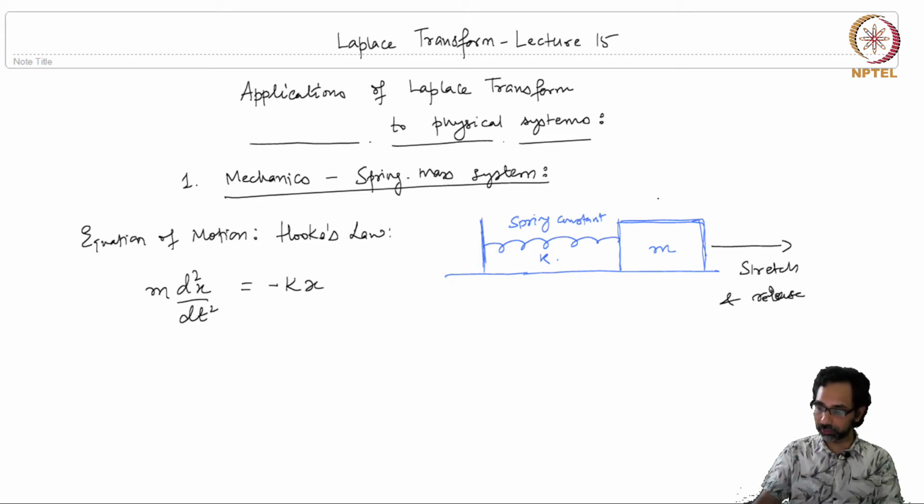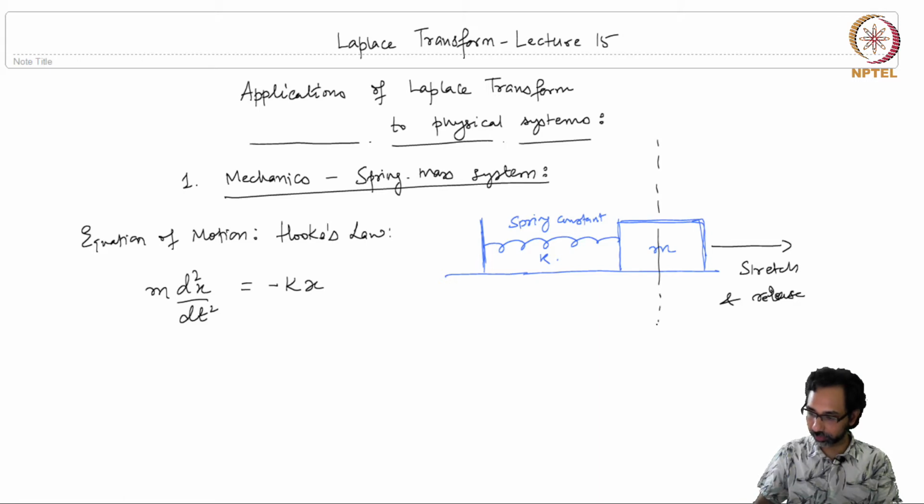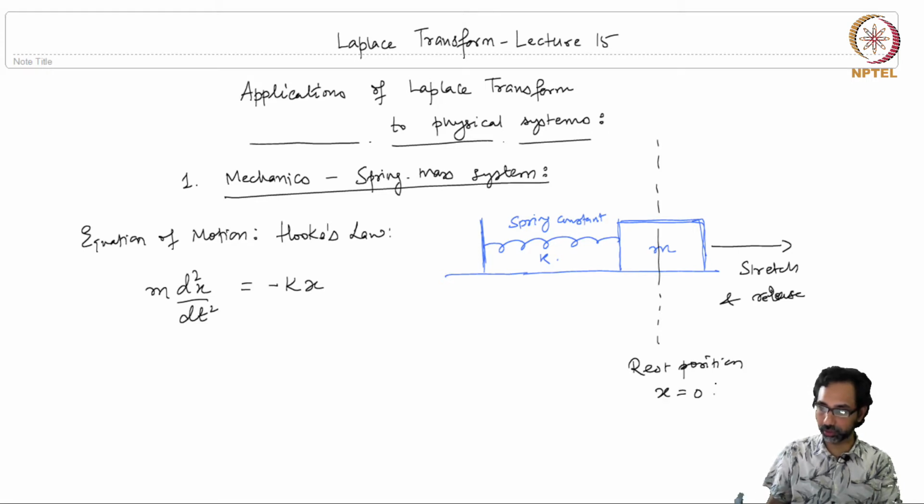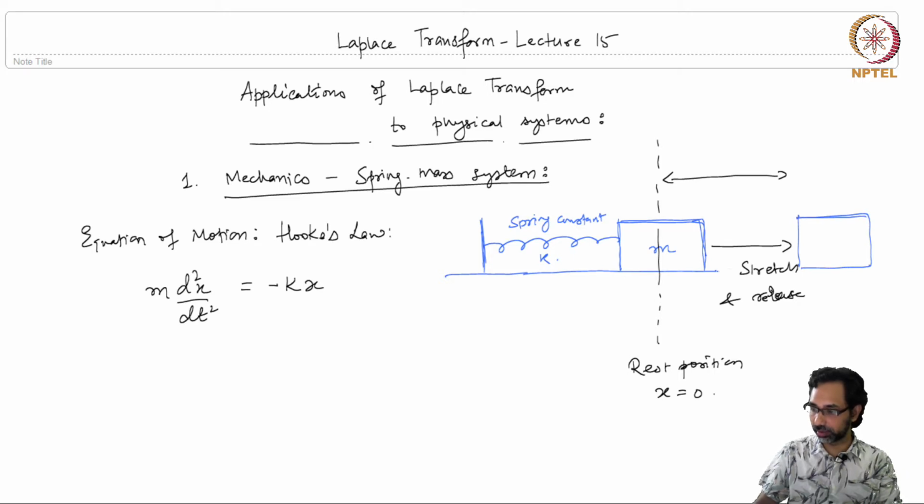So if you displace from the rest position, so this is the rest position corresponding to x equals 0. So x is the displacement. Suppose that your new position is here, and from this point to this point, this is your x. So this is the displacement x.